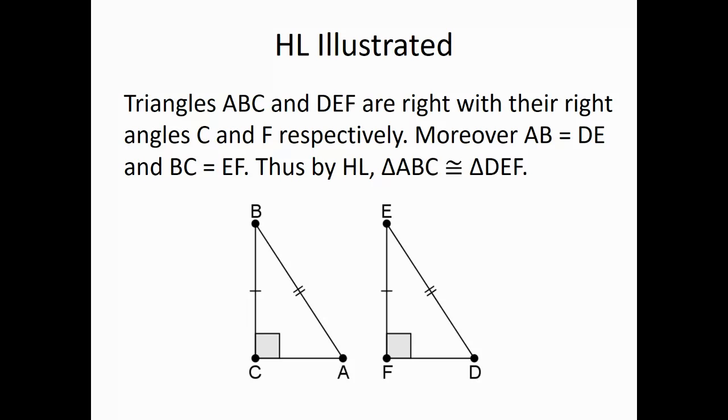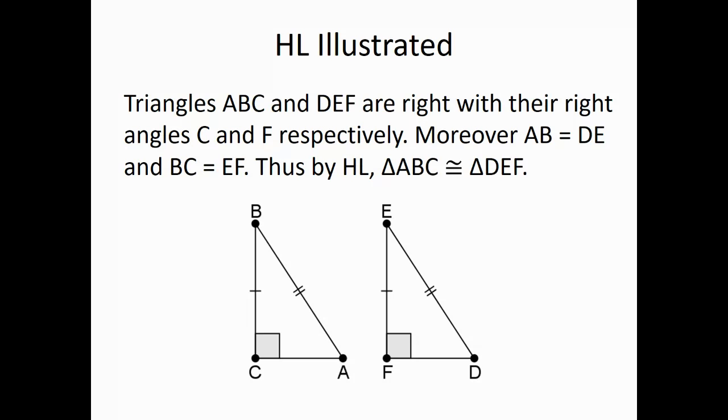Okay, so here's a picture. I have two right triangles ABC and DEF. The right angle of the first is at C. The right angle of the second is at F. Okay, so if we have these right triangles and their hypotenuses are equal, that is if AB is equal to DE, side note, the hypotenuse is the side opposite the right angle. You probably knew that.